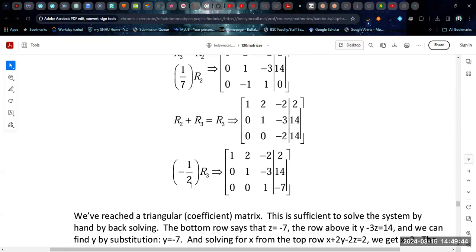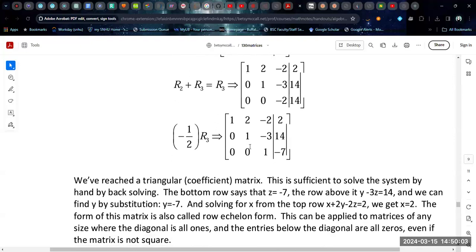Here I'm going to divide everything by -1/2, or multiply by -1/2, and I'm going to end up with this as a 1 and this as a -7. Now, once I've gotten to this point, I know that this bottom equation now reads z is equal to -7, and the equation above it reads y minus 3z equals 14.